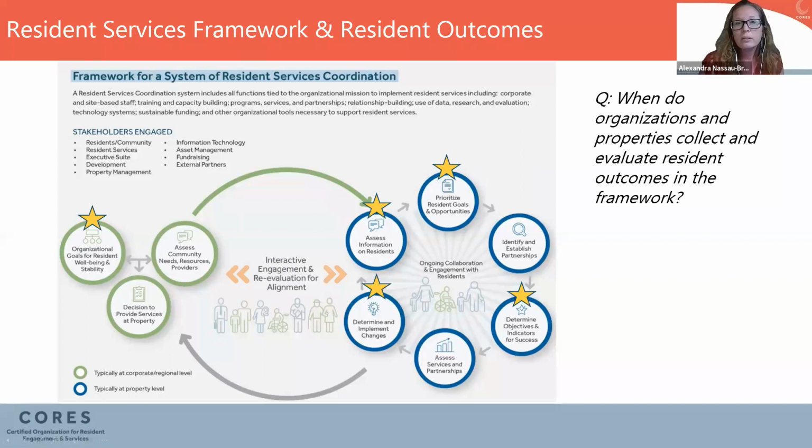But throughout this cycle, practitioners are looking at resident data, and this can come from property compliance data and demographics. But a large part of this is coming from the other ways that you're getting direct feedback from residents, often through surveys. And the stars on the framework are showing where we typically see that organizations are either collecting or analyzing resident outcomes data to help shape and drive their initiatives.